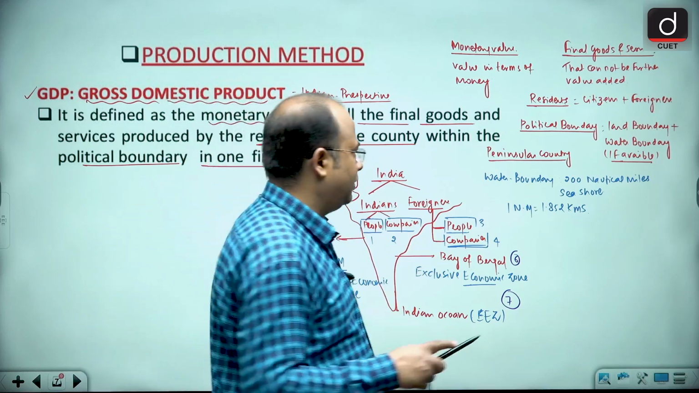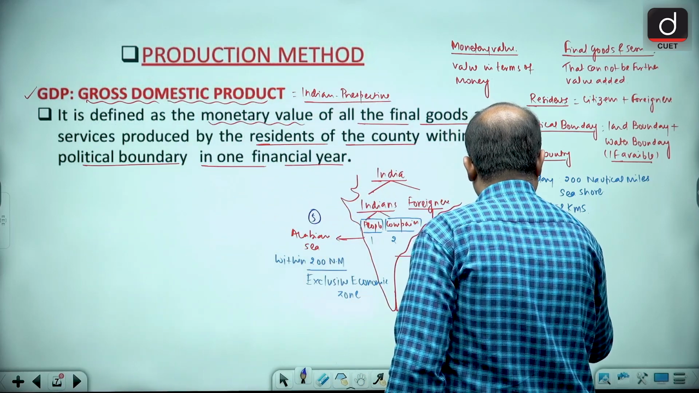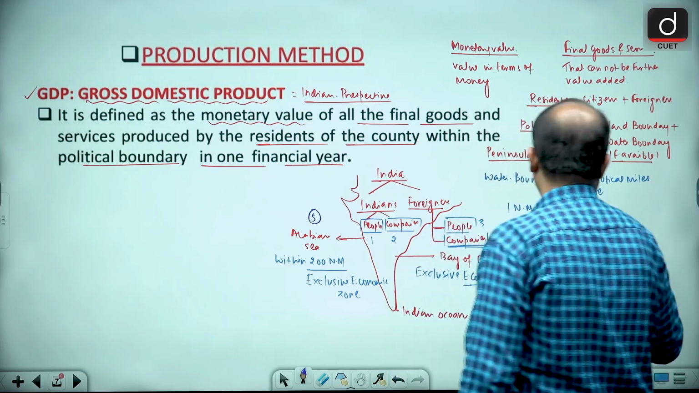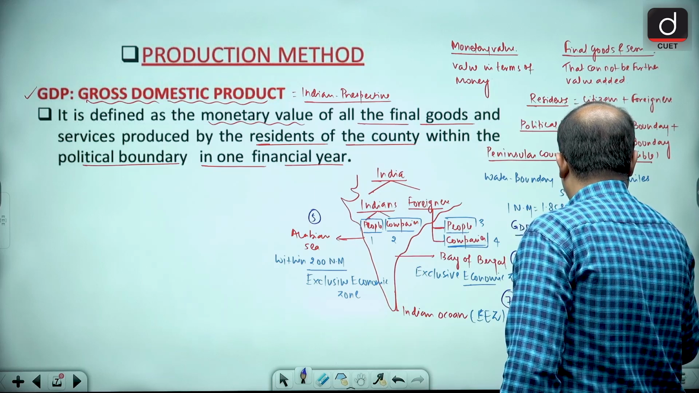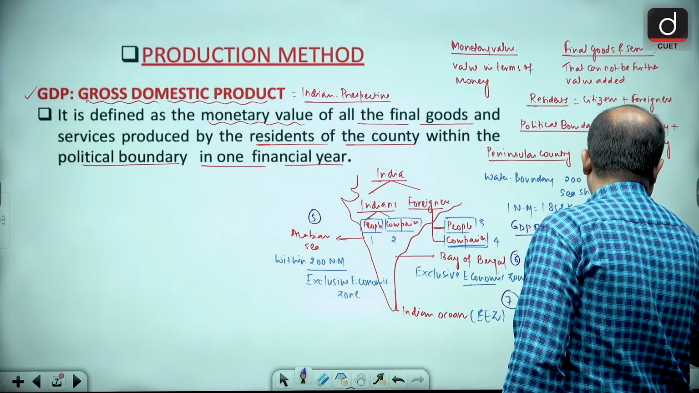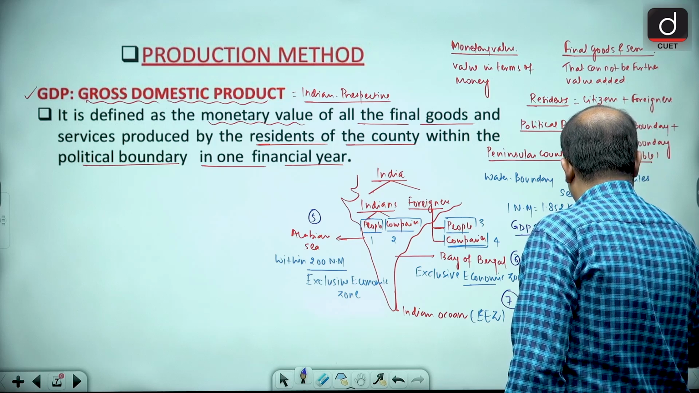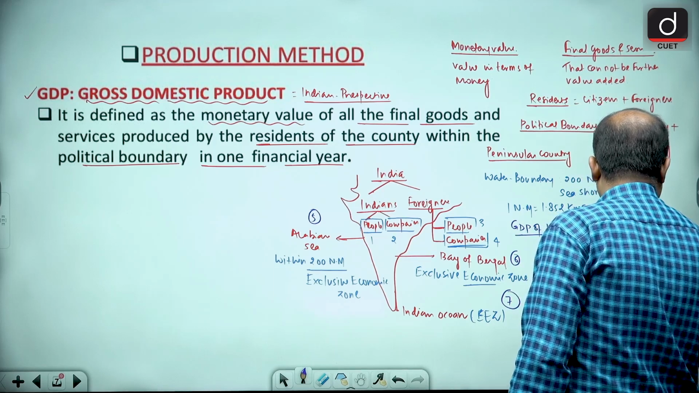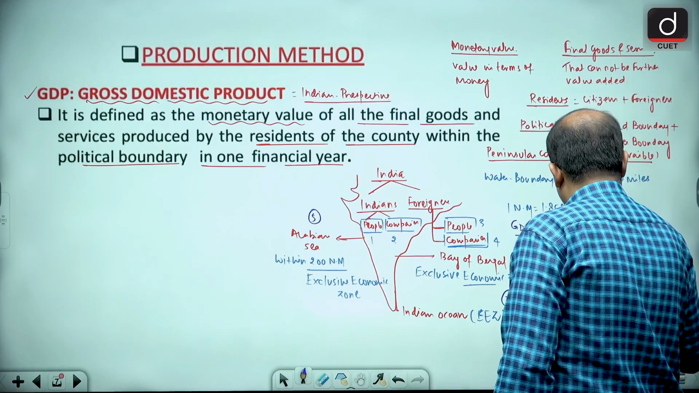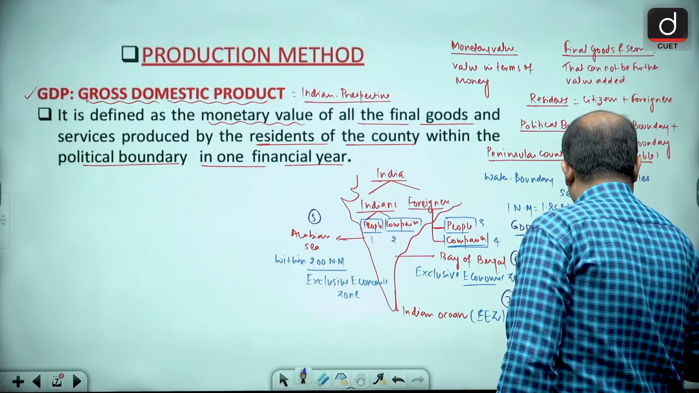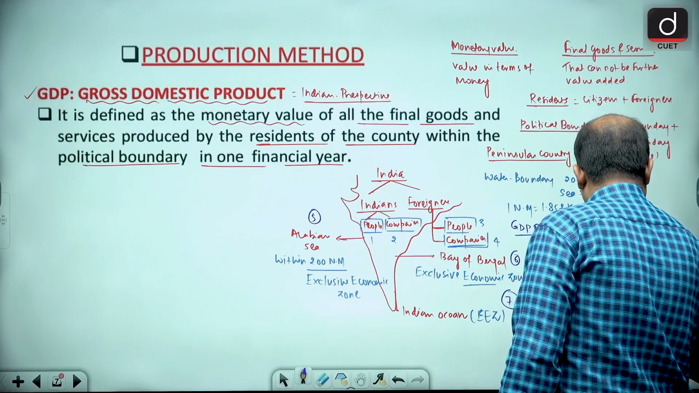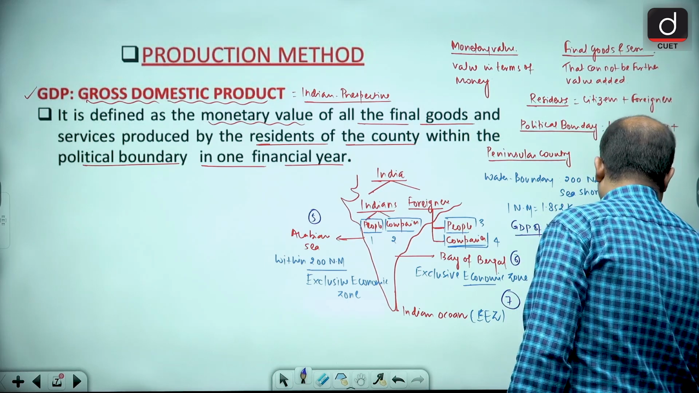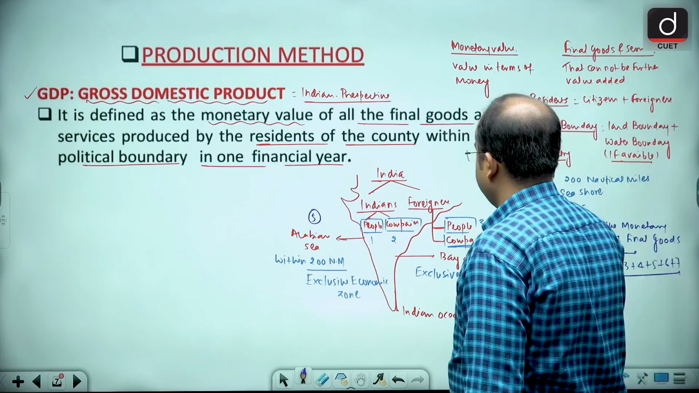So if you have to calculate the GDP of India, you have to add the monetary value of final goods and services from 1, 2, 3, 4, 5, 6, 7. Then you will get the GDP of India.